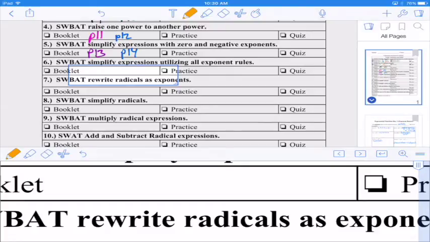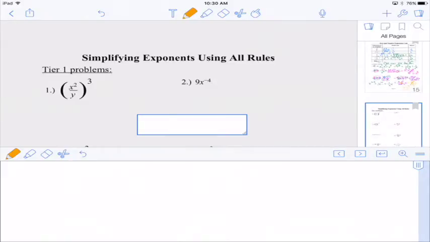Algebra 1 students, this is going to be in three parts because there's a tier 1, tier 2, tier 3. I'm just going to break it down into pages. So this will be page 15. What we're doing today is using all the exponent rules. We have to figure them out and find them as we read.